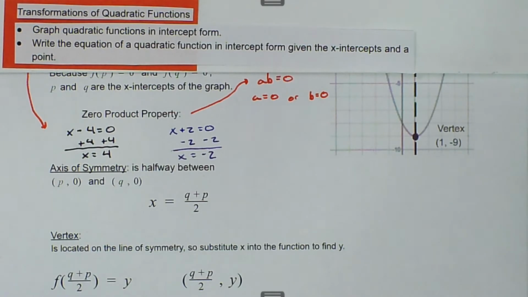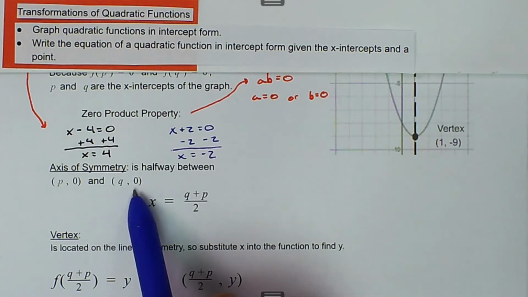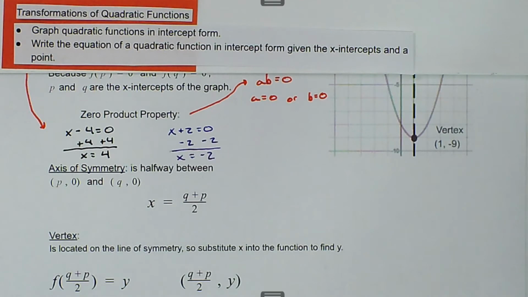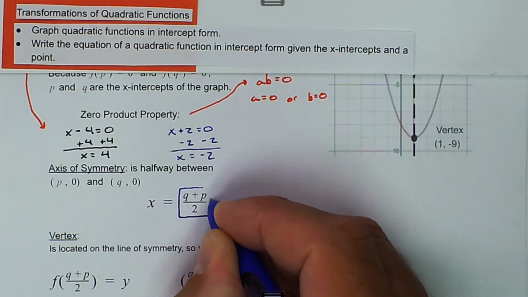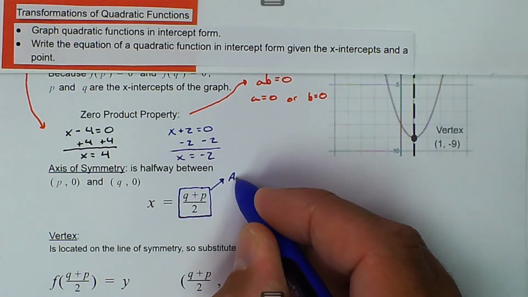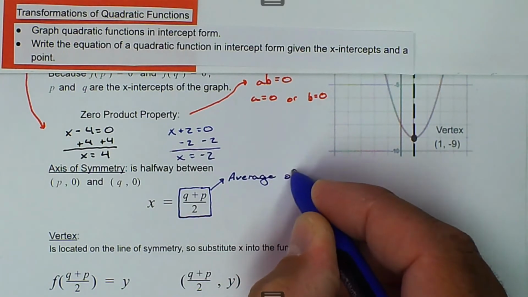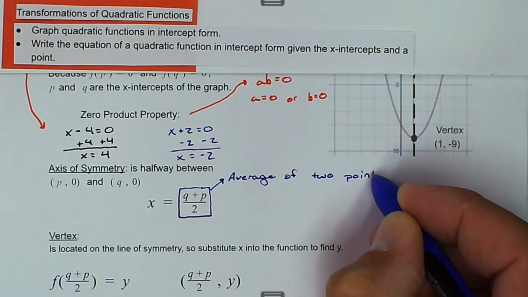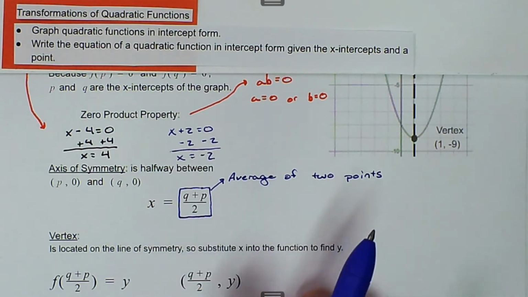We also have the axis of symmetry, which is halfway between p comma 0 and q comma 0. So basically this equation right here, q plus p divided by 2, we're just talking about the average of two points. We have two things, we divide by 2, we're just finding the average of that.